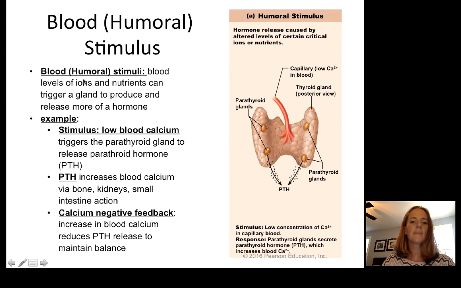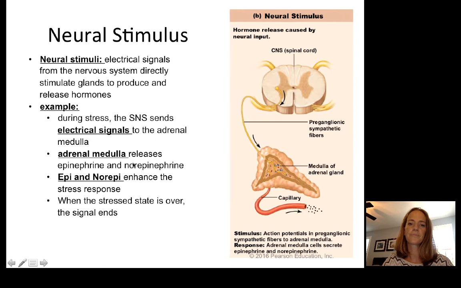So blood stimuli is levels of ions and nutrients that can trigger a gland to produce and release more hormone. Here's the example. Low blood calcium triggers the parathyroid gland to release parathyroid hormone. Parathyroid hormone then will balance that low blood calcium by increasing blood calcium, and the levels of blood calcium will then come back up, and as those levels come back up, it'll turn off the parathyroid gland signal.